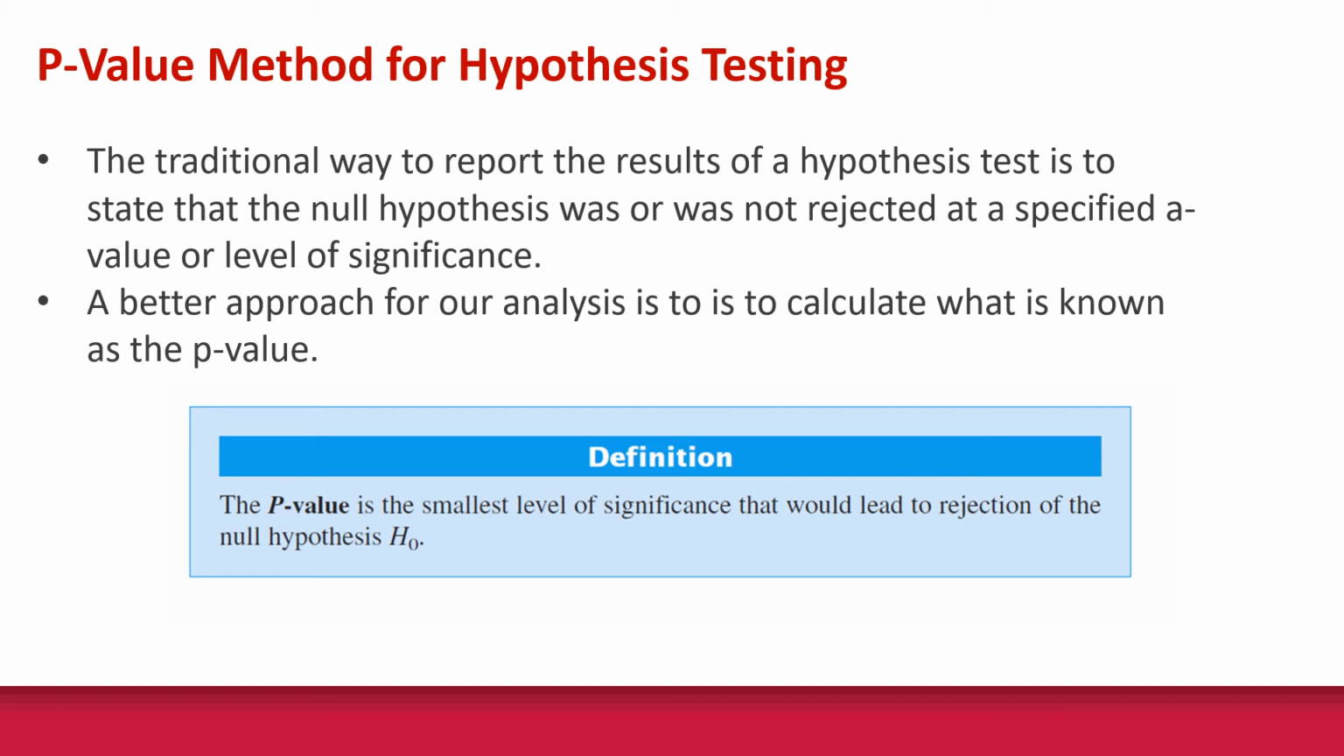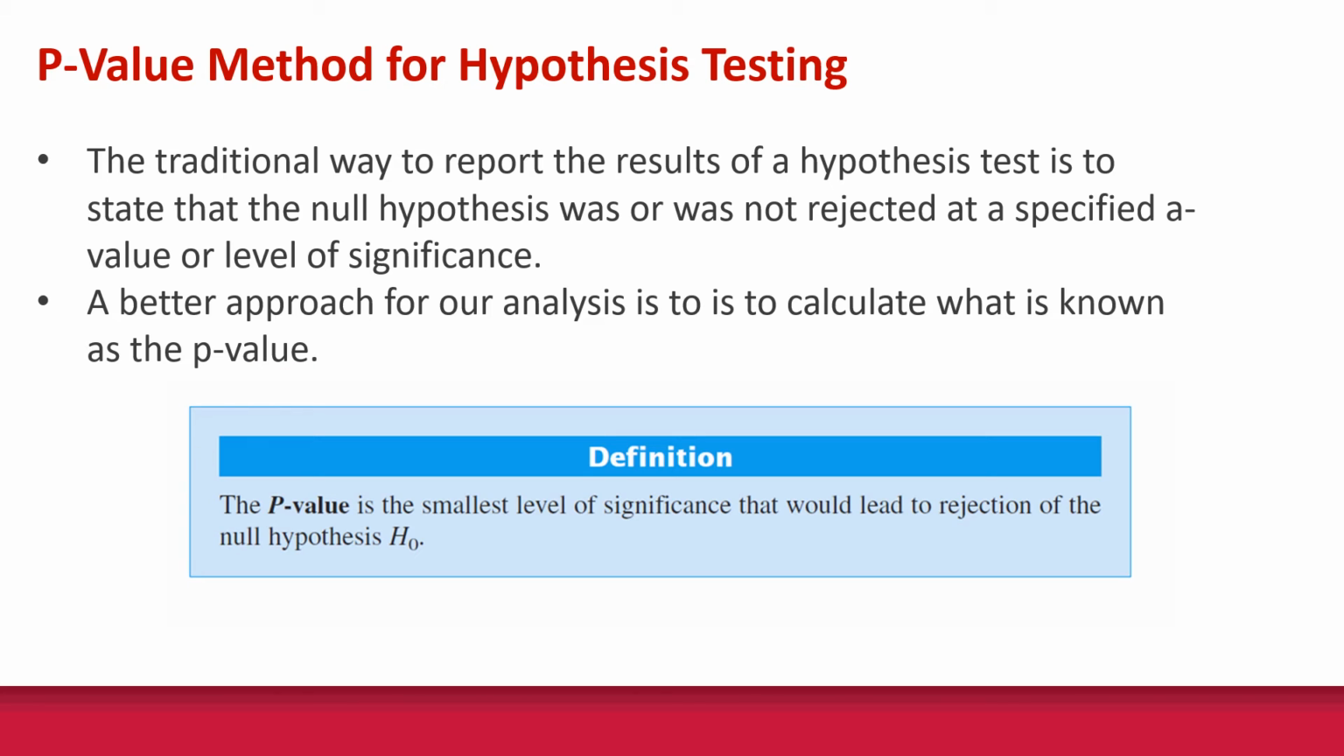Another way to test a hypothesis is what's known as p-values, and this is the method that I prefer because it's a little bit easier. The traditional way to report the results is to state that the null hypothesis either was or was not rejected at a specified level of confidence. In my opinion, again, the better approach is to calculate the p-value.